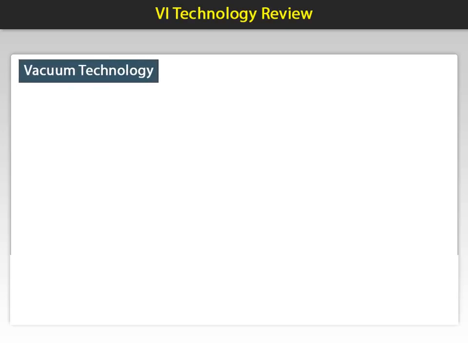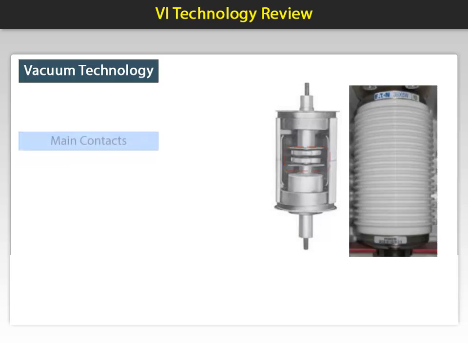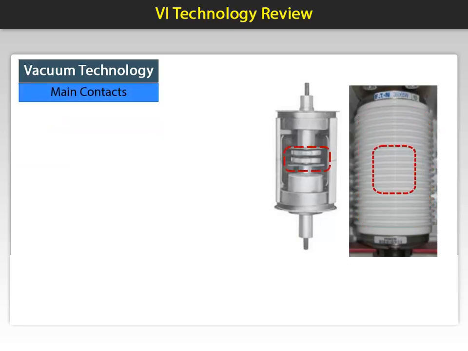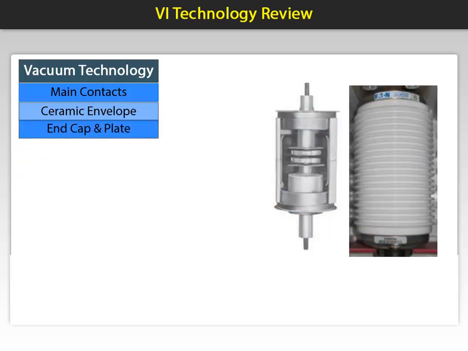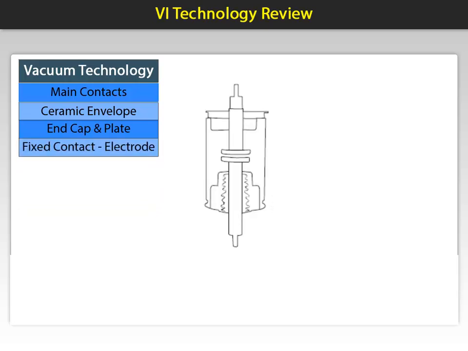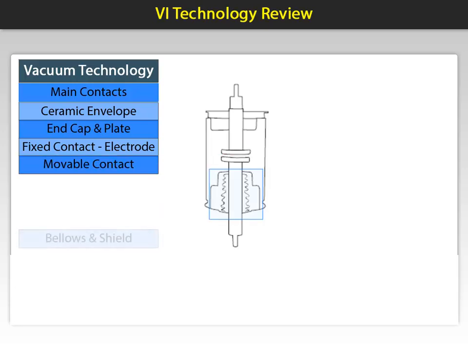The bottle consists of two primary contacts enclosed in a vacuum-type envelope made of ceramic material. Each end is sealed with a metal end cap and end shield. Inside the envelope are two contacts, sometimes called electrodes, one fixed and one movable. The movable electrode travels through a bellows connection, which is covered by a shield.